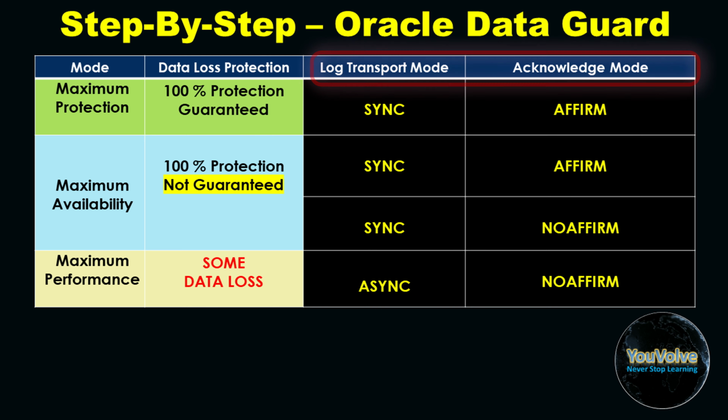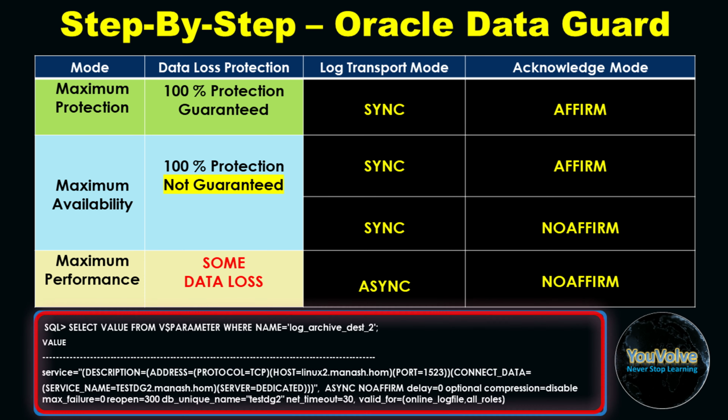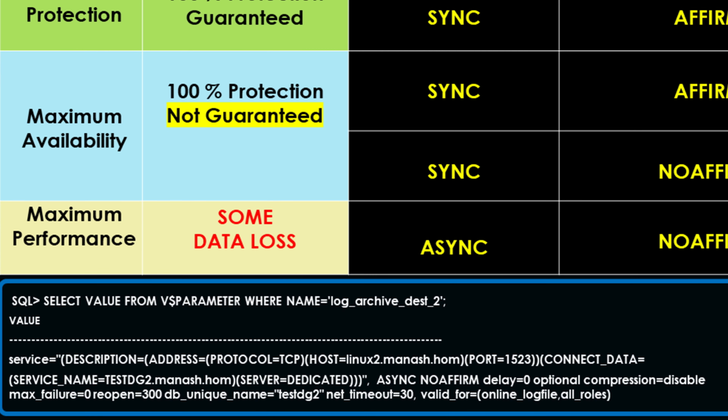The log transport mode along with the log acknowledgement mode settings actually determines how the changes will be committed on the primary. Log transport mode can take any of the two values called sync and async, and the acknowledgement mode can take any of the two values called affirm and no affirm.